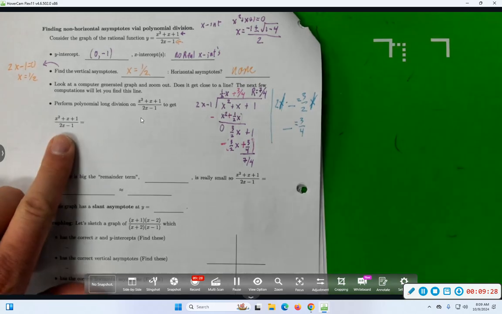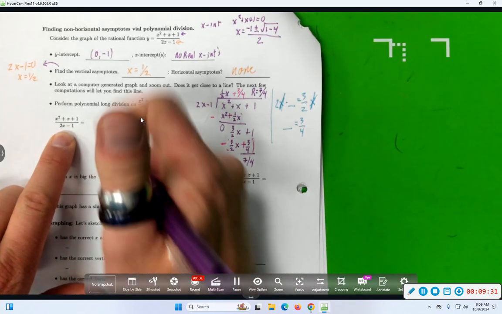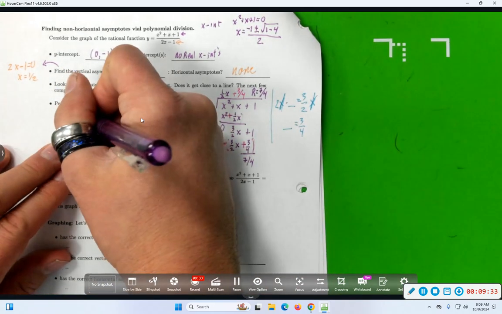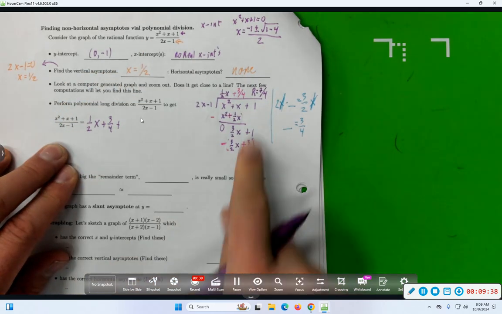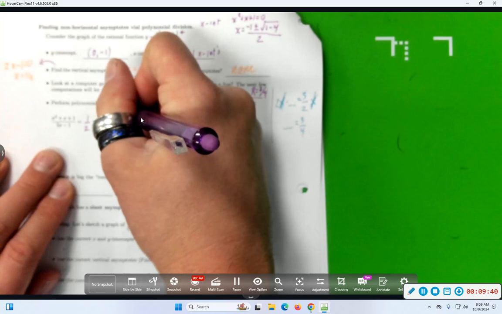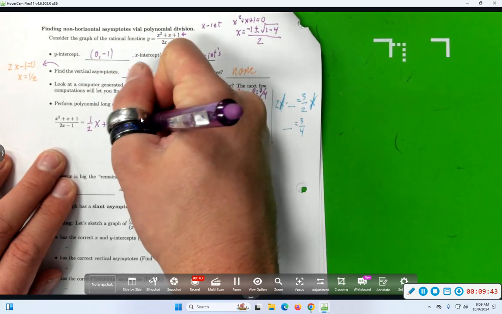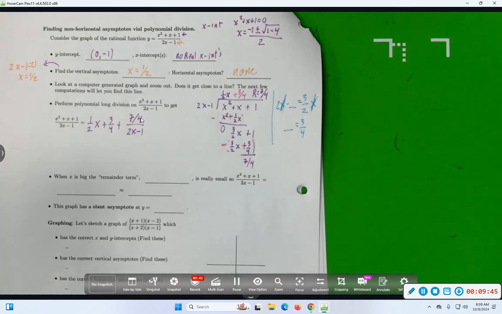All right. So let's write down what this means. This means that this fraction is equal to the result of division, 1/2 x plus 3/4 plus the remainder term, 7/4 over 2x minus 1. Because that's what the remainder term means, right? Like if I ask you to do 72 divided by 5, you end up with a remainder of 2. That tells you that there's a 2/5 at the end. Nice.